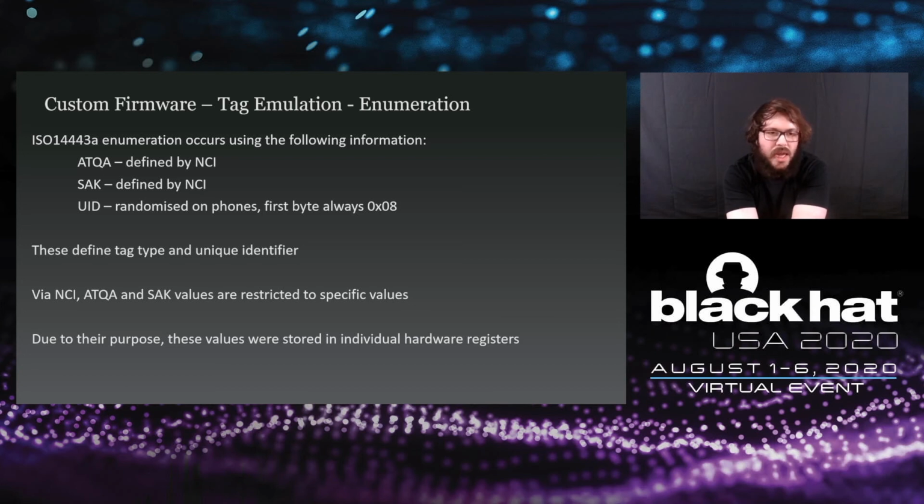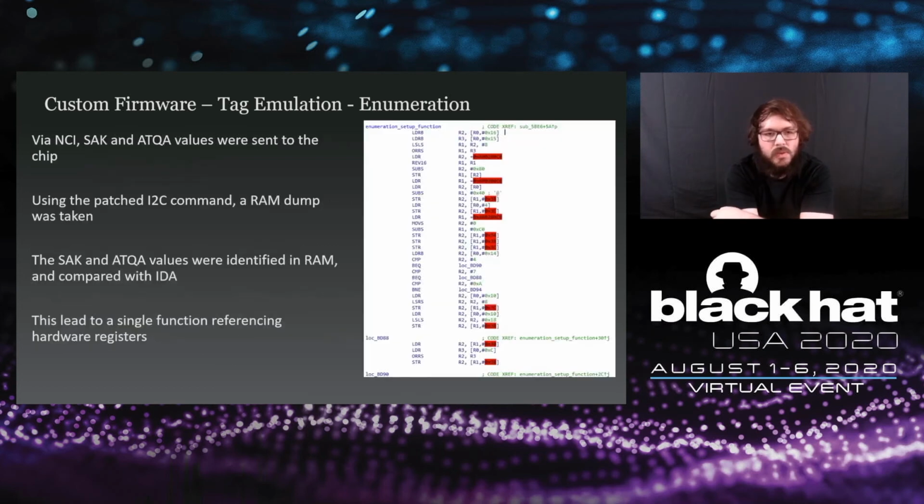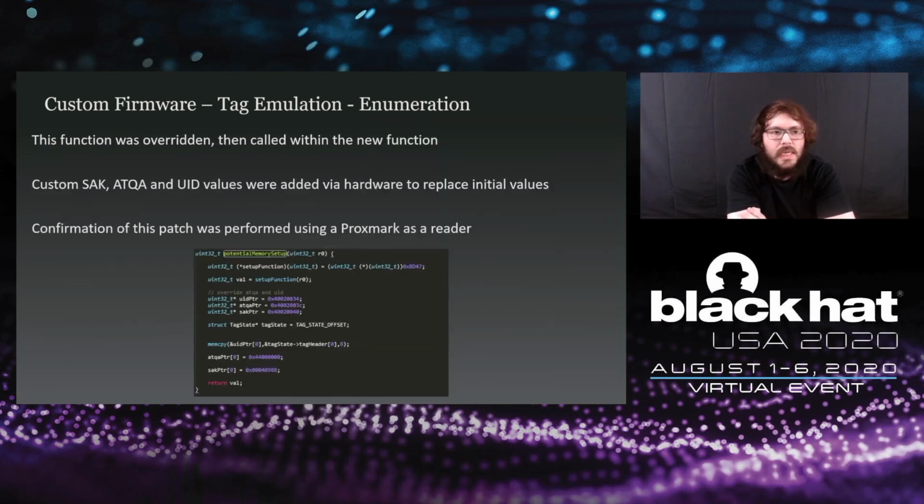However, certain bits were set in any ATQA value and SAK value I sent, which meant that it was restricted to always being known as a phone. I found out later that these values are probably stored in individual hardware registers, and I needed to find out how this worked. I sent specific values to the chip and then searched through RAM to see if I could find where they were stored. I then compared this to IDA and found where the addresses of these were compared with hardware addresses. And I found this function which loaded each SAK and ATQA and UID value into certain addresses. This would give me quite a lot of insight into how the hardware works, and I could modify it as needed.